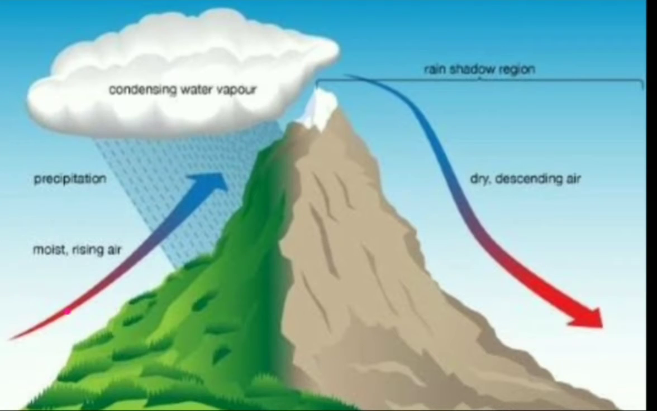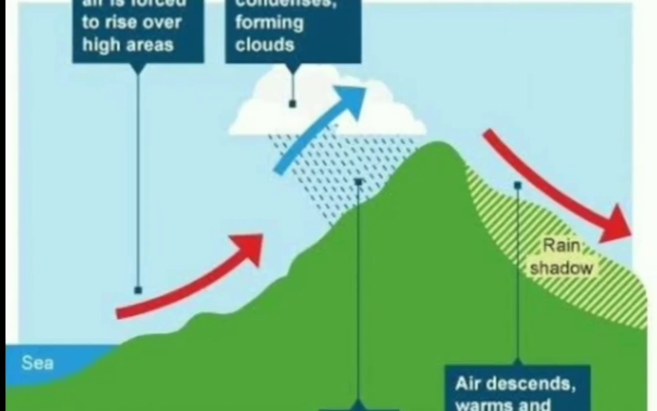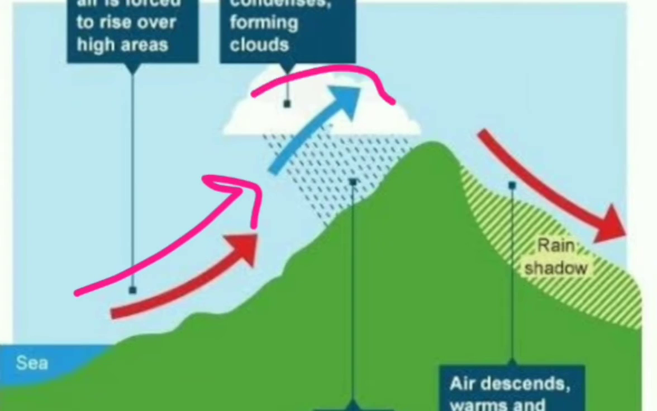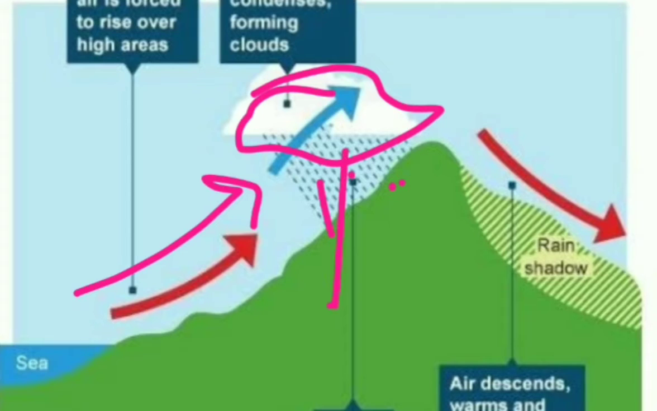So the side where the greenery is, that is known as the windward side. Whenever the wind comes, they get rainfall on this side. The area where there is no rainfall is known as the leeward side, or also the rain shadow area. Inside this relief rainfall, what happens? Warm moist air is forced to rise over the high areas. So this warm air is forced to rise above the mountain. Then after collecting moisture, it gives rainfall on this side, but it doesn't go to the other side.